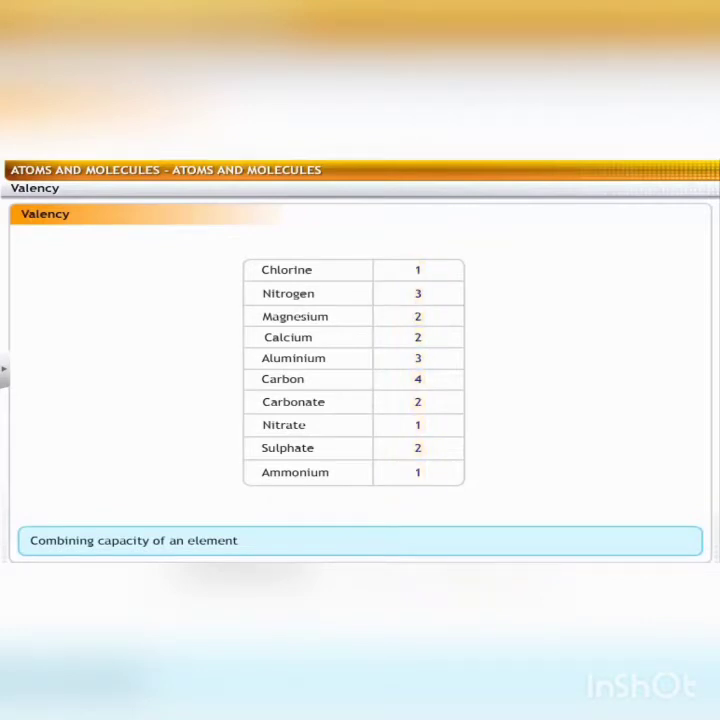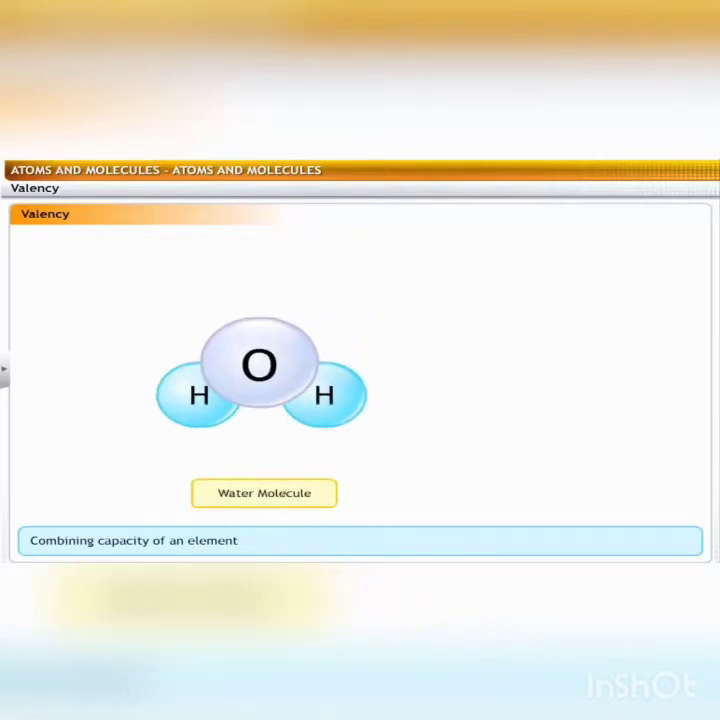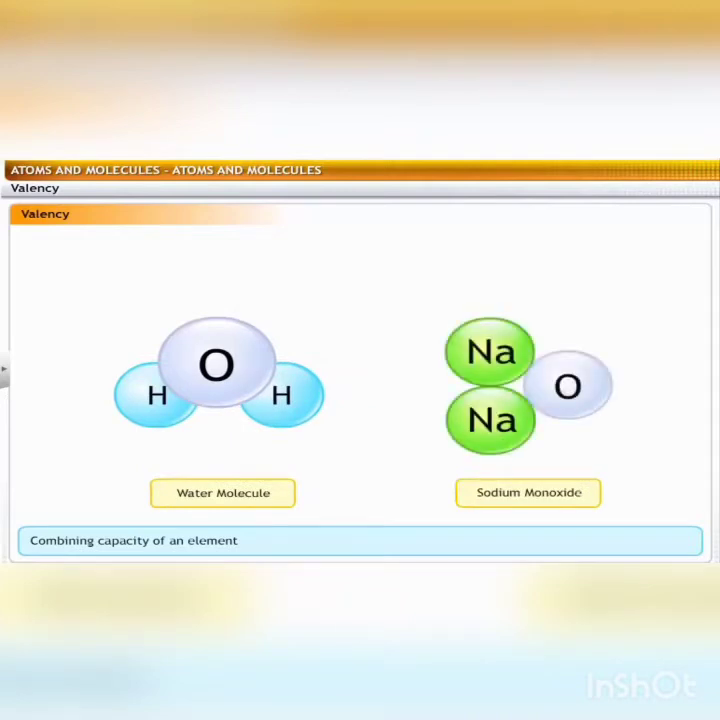If you consider the water molecule, it has 2 atoms of hydrogen and 1 atom of oxygen. Here, hydrogen has valency 1 and oxygen has valency 2. While they are forming a compound, 2 hydrogen atoms share their 1 electron with 1 oxygen atom and form the water molecule.